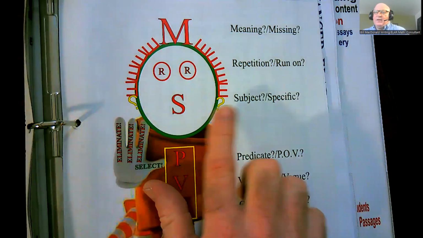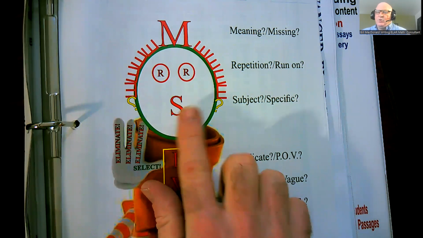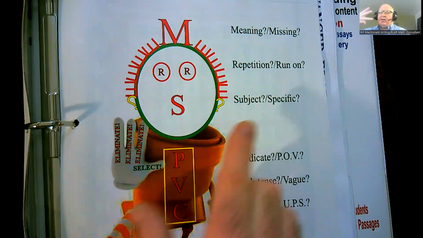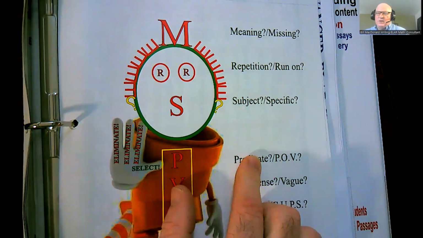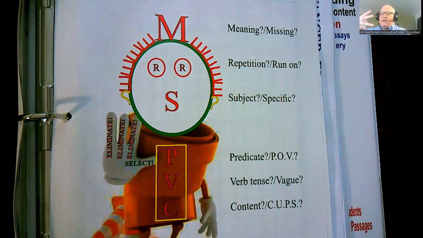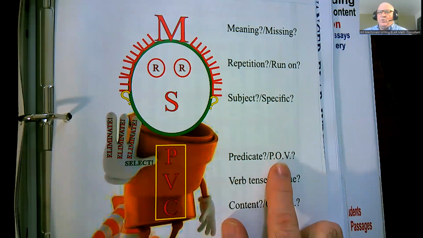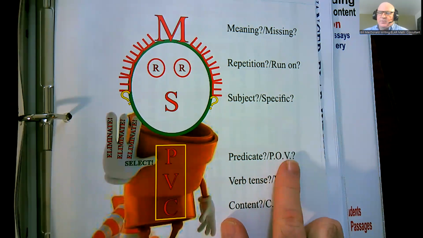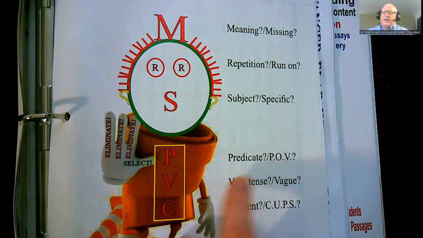Okay. If the answer is not specific to what they're talking about, we eliminate. As we mentioned, if the predicate is missing in the sentence that we're looking at for editing or revising, we eliminate. If they change the point of view from first person to second person or third person, then we eliminate if it wasn't supposed to do that.